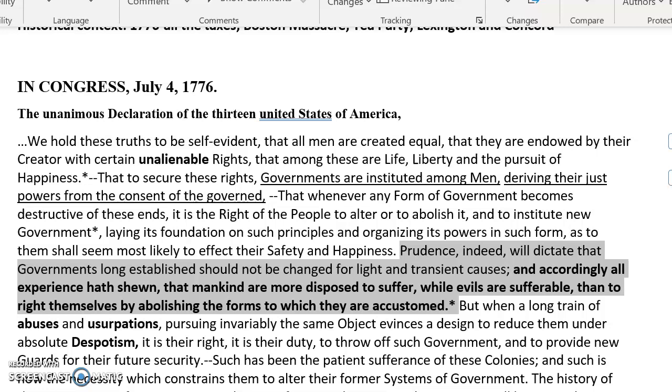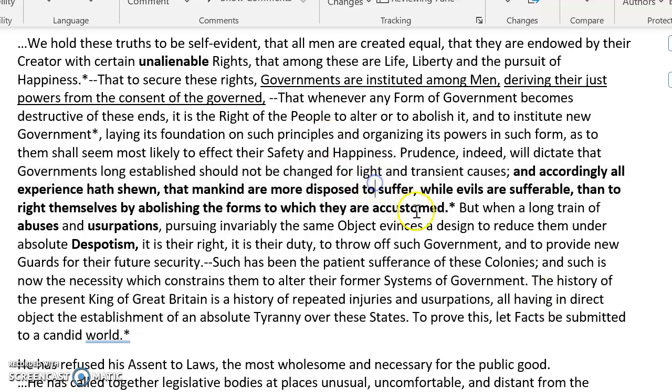And accordingly, all experience hath shown that mankind are more disposed to suffer while evils are sufferable than to right themselves by abolishing the forms to which they are accustomed. So that's kind of a really long one, but what he's saying there is that you shouldn't just get rid of a government willy-nilly just because you want to.